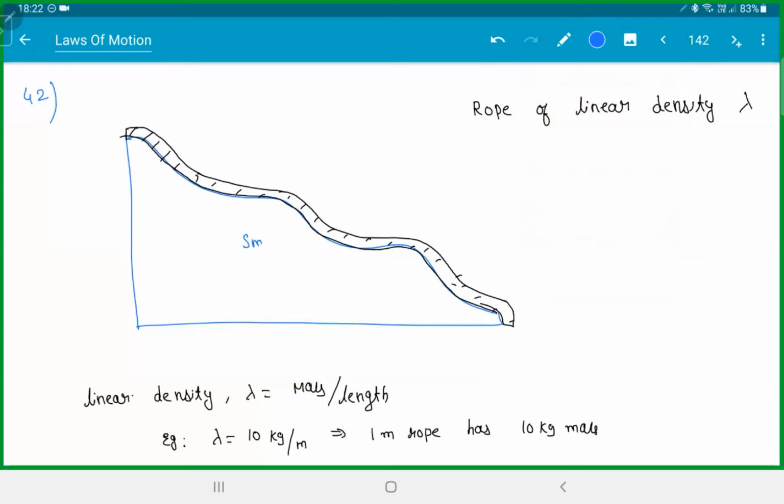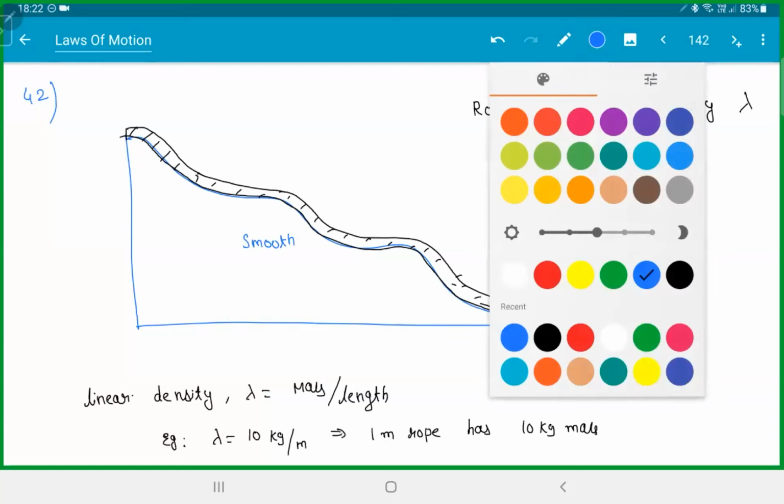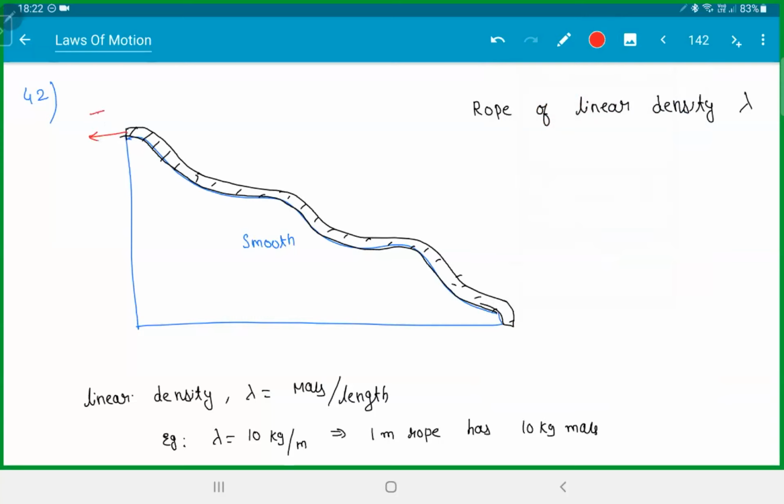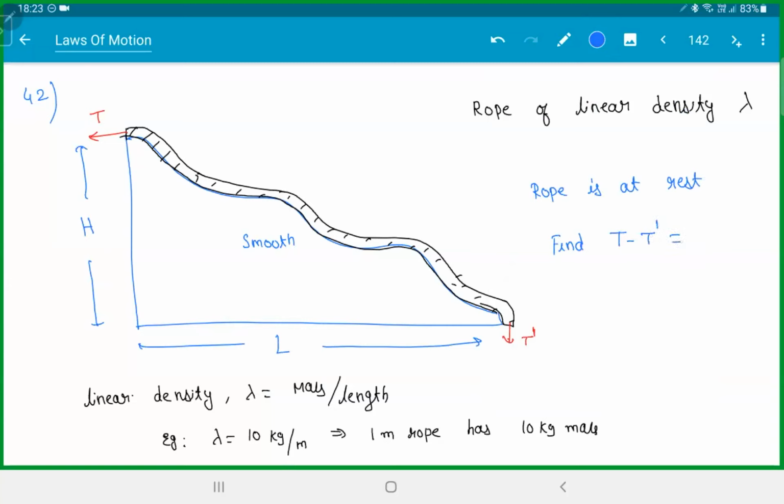This entire incline is smooth. Somehow you're holding this with a force here, tension T, and here the tension is T dash. You're keeping the rope at rest on this smooth incline. The height of the incline is h. The base length is L. Find T minus T dash, the difference in tension between the string at the top and the bottom if the system is in equilibrium.